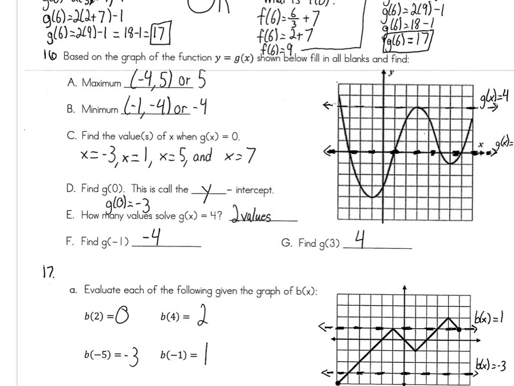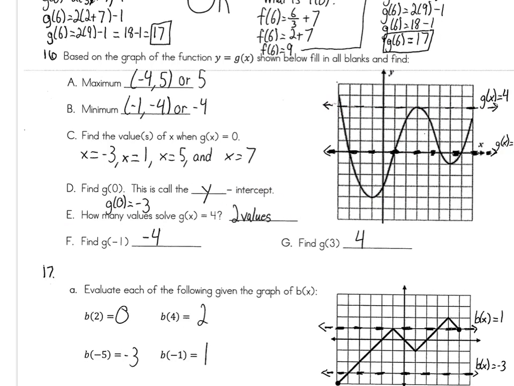Find g of 0, that means put in 0. What do you get out for your y? Well, you get out negative 3. This is our y-intercept, obviously. It's where it crosses the y-axis. How many values solve g of x equals 4? So we go up 4 and we look to the left. So there's 1, 2, that looks like it.